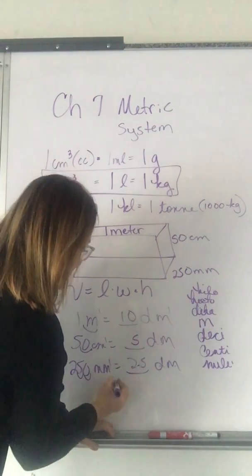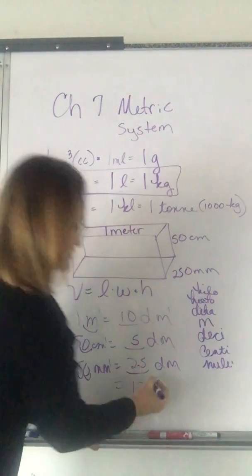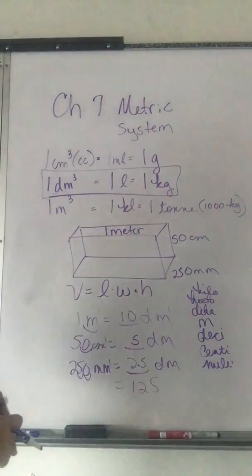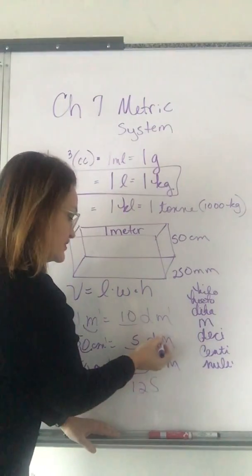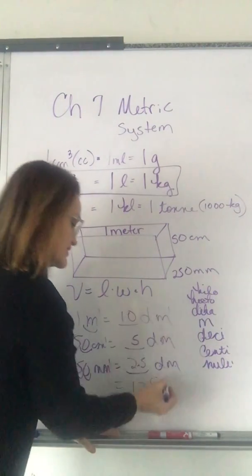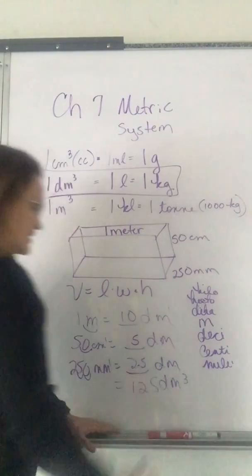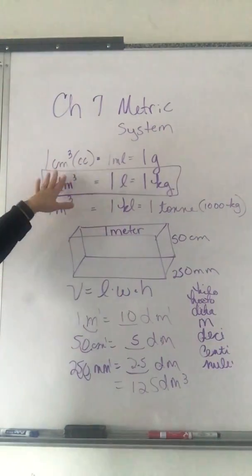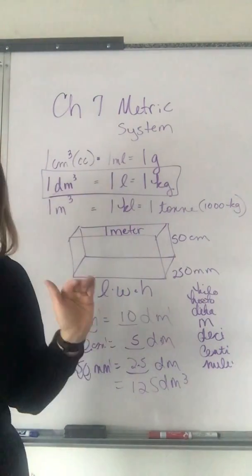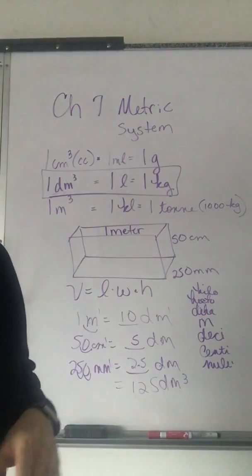Length times width times height equals 125, and that is in cubic decimeters. Decimeter times decimeter times decimeter, when multiplied together, is cubic decimeter, and we can tell on our chart a cubic decimeter and a liter are exactly the same thing, so that is the ultimate answer.